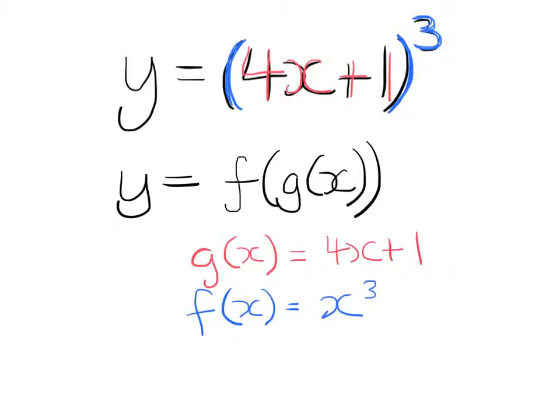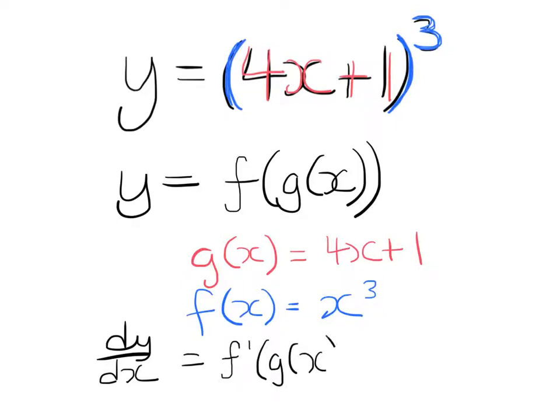Now, what the chain rule gives us is that dy by dx equals, well, we've got differentiated mum with baby inside, so that's f dashed of g of x, because that f dashed means that it's been differentiated, and that g of x means that it's still the same inside. And then multiplied by g dashed of x. So that's the formal way of writing it.